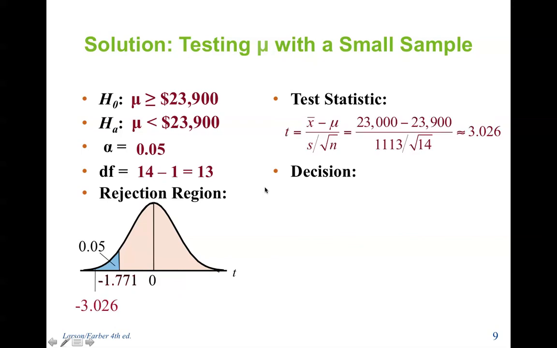Now we're going to plug it into our test statistic. We know our mean here. It's 2,300. It says that in the problem. We know what the salesman told us the mean was. We know the standard deviation, and we know our sample size is 14. When we calculate this, we find a test statistic to be 3.026. Our decision is to reject H0.